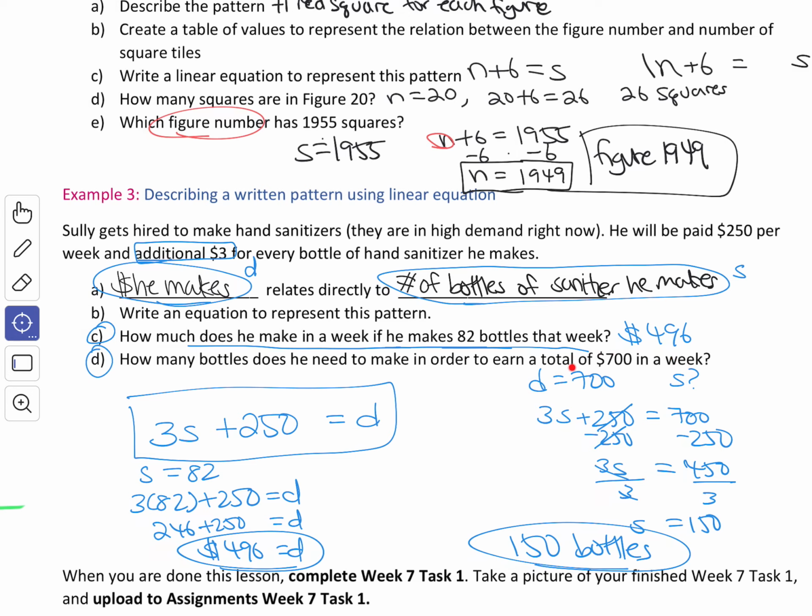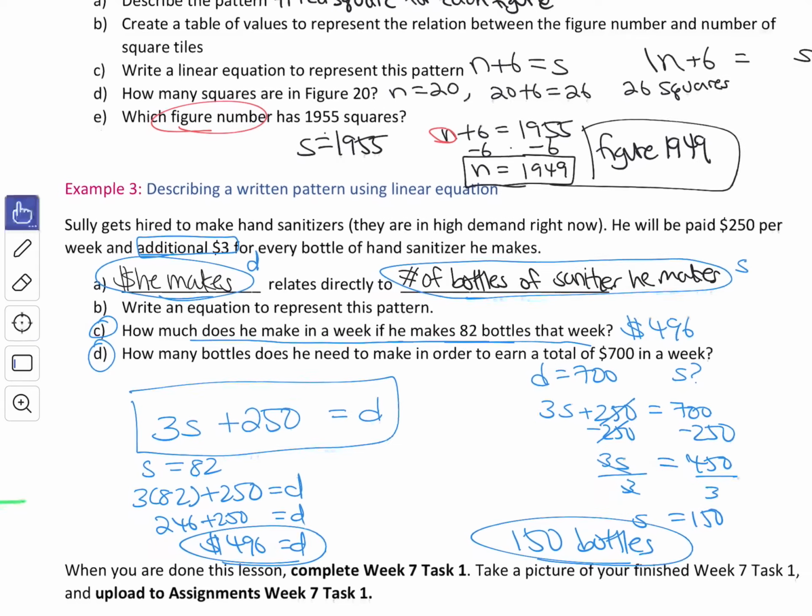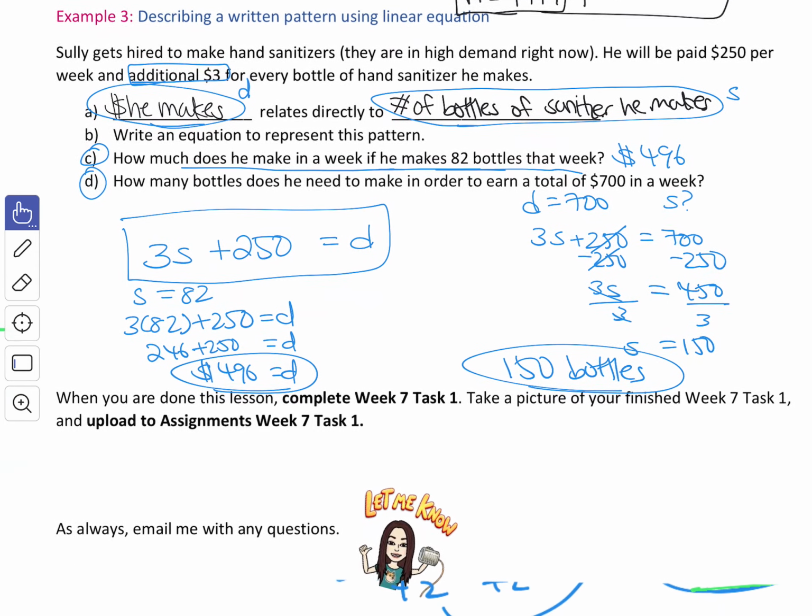Okay, see how it becomes really easy for us to get the answers to big numbers like these when we have an equation. Okay, so that's how you come up with an equation to represent the pattern that you see.